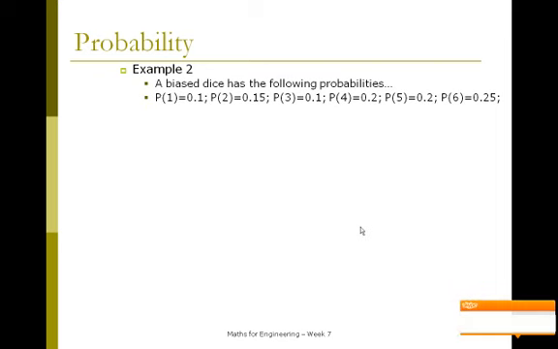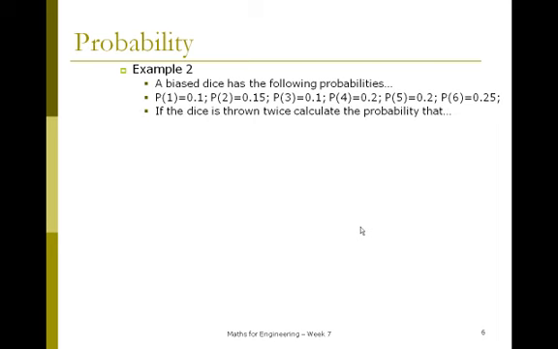Now, moving on to example 2. A biased dice has the following probabilities. For position 1 on the dice, the probability is 0.1. For position 2, the probability is 0.15. For position 3, the probability is 0.1. The dice landing on position 4, the probability is 0.2. The probability of landing on a 5 is 0.2. The probability of landing on a 6 is 0.25.